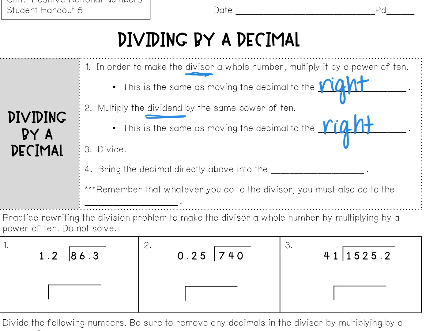Okay. Step 3 is to divide like normal. Step 4 would be to bring the decimal directly above the quotient. So your quotient in your division problem is your answer, right? Now you must remember that whatever you do to the divisor, you must also do to the dividend. So whatever you do to the number outside of your division box, you must also do to the number inside of your division box, to your dividend.